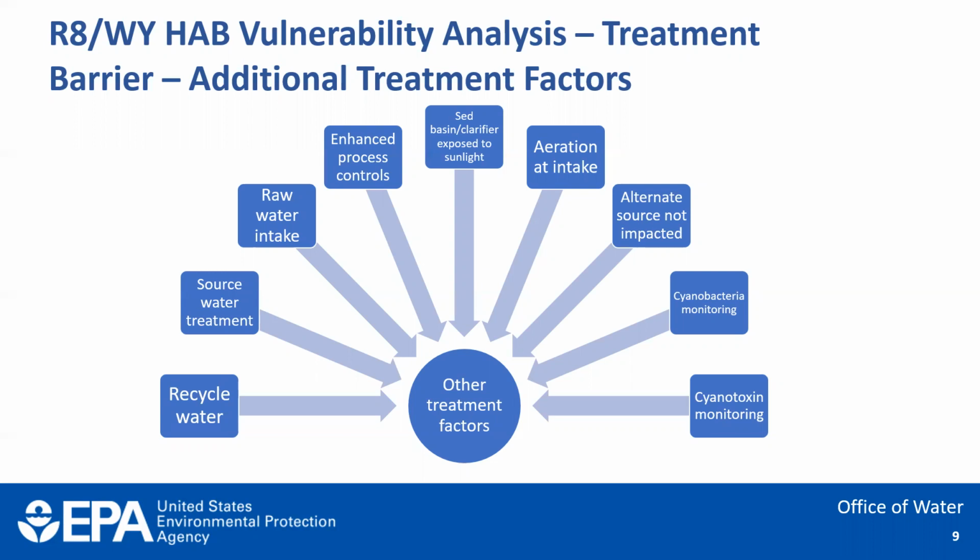And we talked about aeration previously on the intracellular side, dissolved air flotation, but some have aeration at the intake, which would be beneficial. Do they have alternate sources that aren't impacted by HABs? Do they have like a groundwater source that they can switch over to during a HAB? What kind of cyanobacteria monitoring is the plant doing? And I noticed that factor's in there twice.